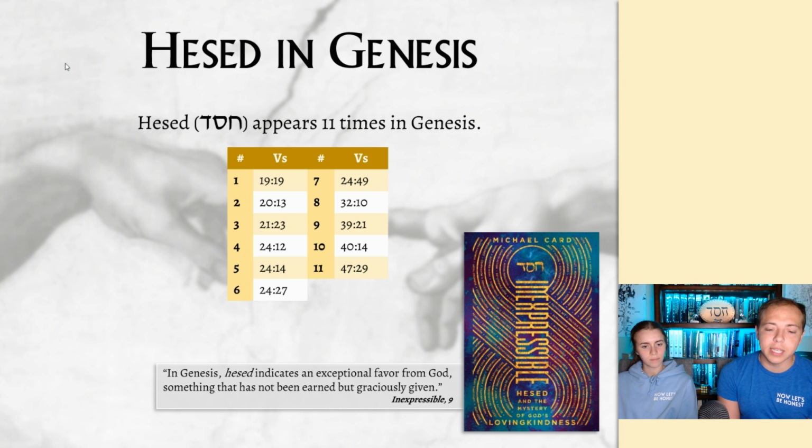He says that in Genesis, Hesed indicates an exceptional favor from God, something that has not been earned, but graciously given. What's going to be unique about the occurrences of Hesed in Genesis is that they seem to be more directed at other humans rather than in between God and man. That's something that really sticks out to me because it really doesn't seem like it's until Exodus where you really see Hesed being elevated as a key attribute of who God is. In Genesis, it seems like you see the elements of it there, but it isn't explicitly stated, right? But which makes sense, right?